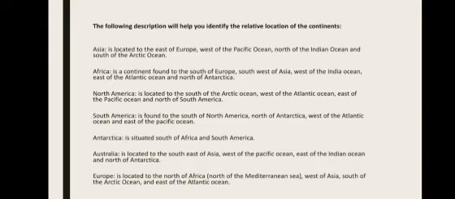South America is found to the south of North America, north of Antarctica, west of the Atlantic Ocean, and east of the Pacific Ocean. Antarctica is situated south of Africa and South America. Europe is located to the north of Africa or north of the Mediterranean Sea, west of Asia, south of the Arctic Ocean, and east of the Atlantic Ocean.